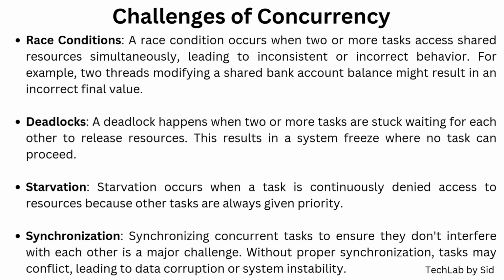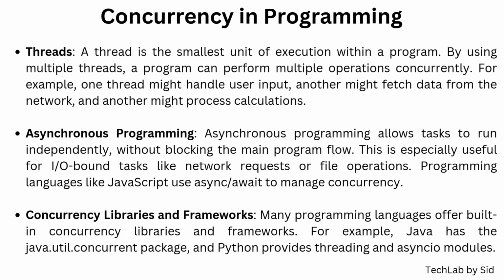To sum up, while concurrency can greatly enhance system performance and responsiveness, it comes with complexities that require careful planning and robust solutions to ensure that tasks work together smoothly without conflicts. Concurrency in programming. In programming, concurrency is achieved through several techniques that enable a program to perform multiple tasks at the same time, improving efficiency and responsiveness.